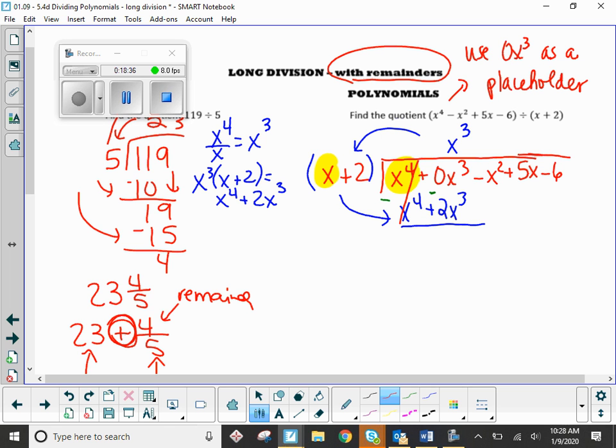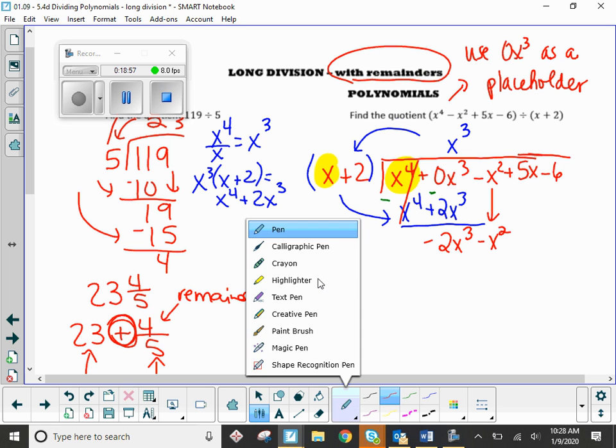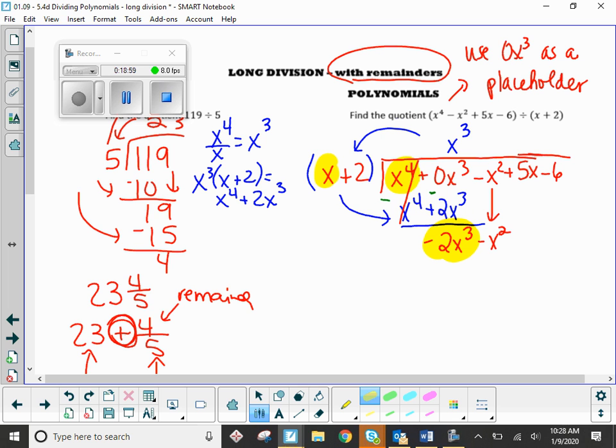Yeah, so those cancel. And then 0 minus 2, negative 2x cubed. Bring down the next term and start all over again, but now with this first term. Okay. Take a few minutes and try and finish that out.